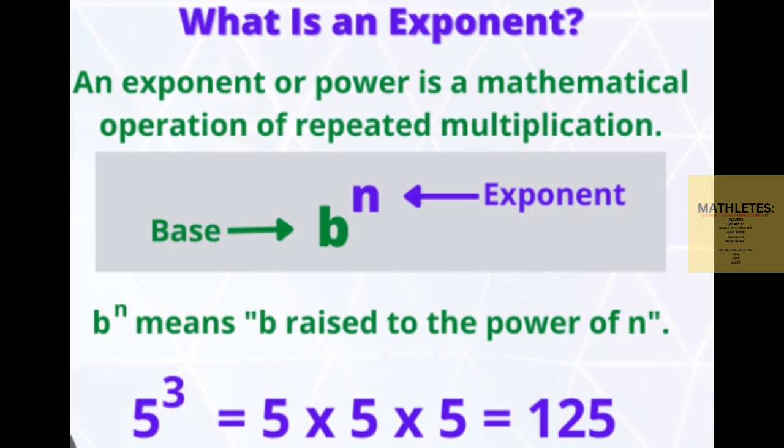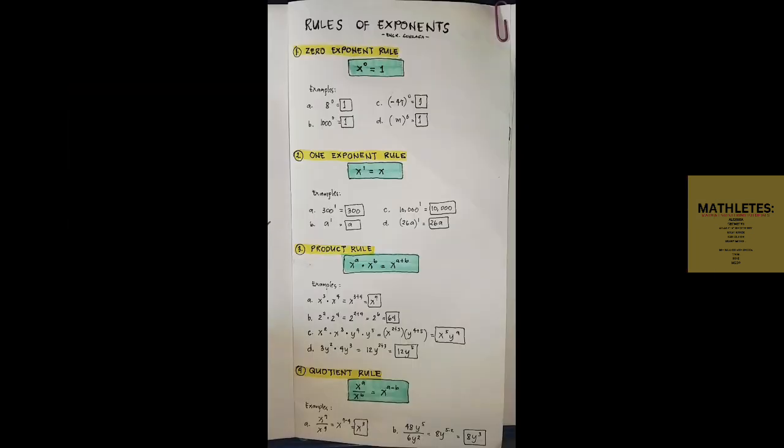Another example is 5 raised to the power of 3. So 5 is the base and 3 is our power. 5 raised to the power of 3 can be written as 5 times 5 times 5, which is also equal to 125. Okay, let's proceed to the rules. I have here 9 rules, so I will divide this video into 3 parts.